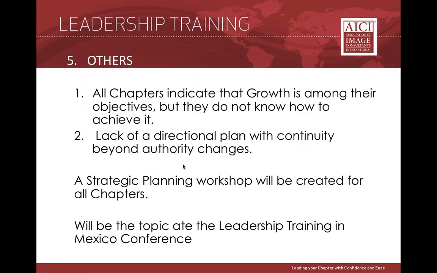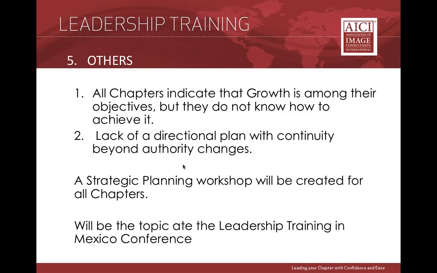The other issue that we saw in the survey was that they have a percentage by which they would like to grow their chapters. For instance, they say, I will grow my chapter 20, 30%. But when you ask them, how will you reach that number? They don't have any idea.